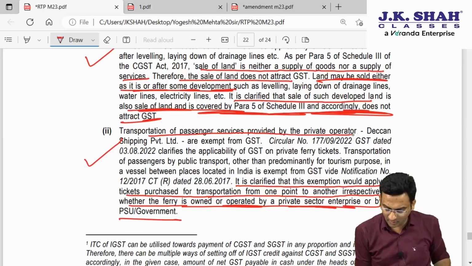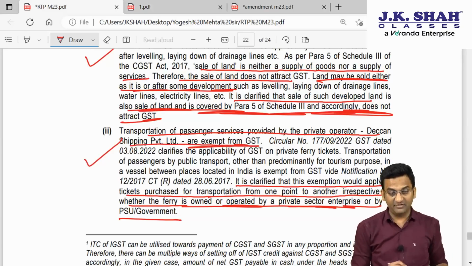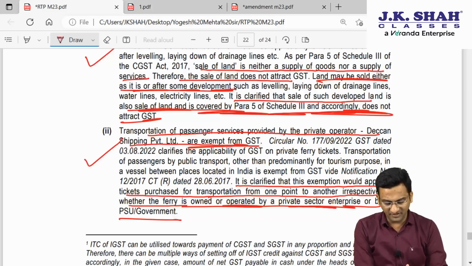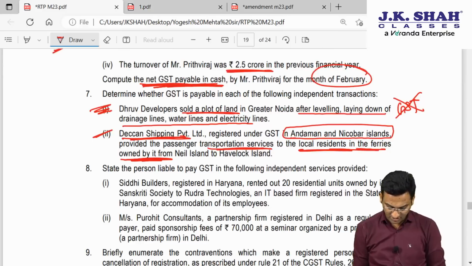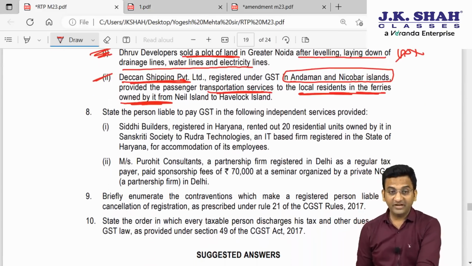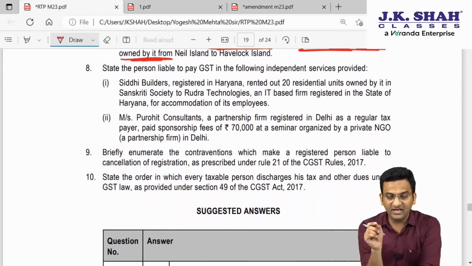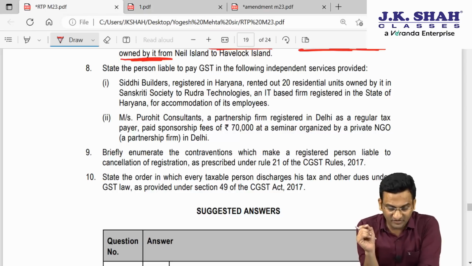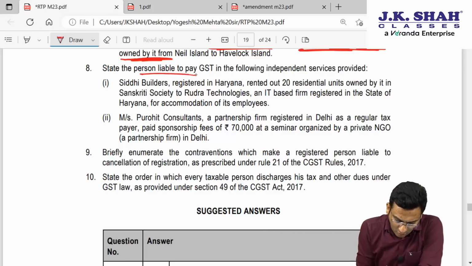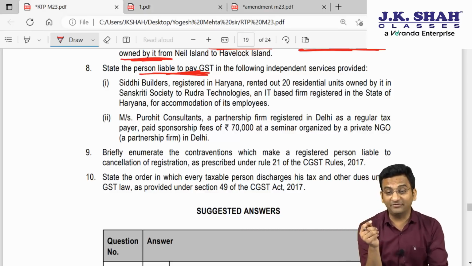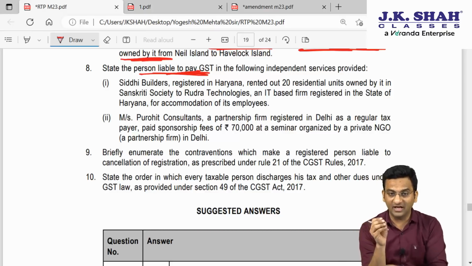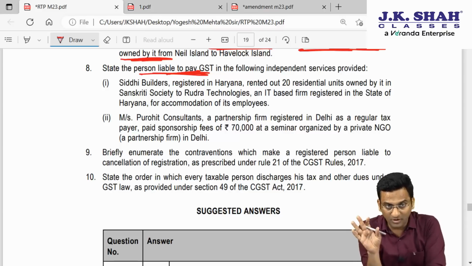Transportation of passenger service provided by the private operator Deccan Shipping Private Limited is exempted from GST. Correct friends? So these were the simple questions, question number 7. And the next question is question number 8. State the person liable to pay GST in the following independent services provided. You have to find out who is the person liable to pay GST. In short friends, whether FCM is applicable or whether RCM is applicable, you have to find out.